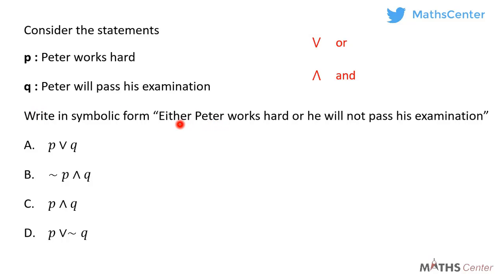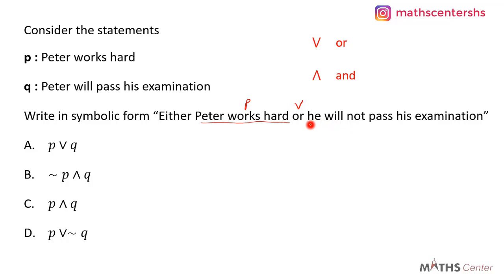The first part of the statement is Peter works hard. That is given to us as statement P. So this is statement P. We have OR here, and as I said, this symbol is read as OR. So we have P or.